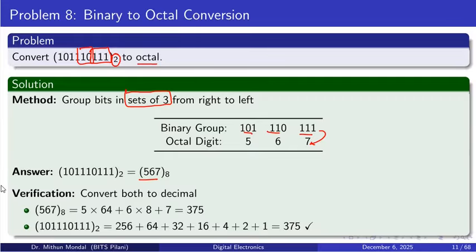We can cross validate this one with the conversion from octal to binary number, which is 375 we get, and the same number we got in binary, if we want to convert to decimal, we get 375, which again shows the cross validation is correct.